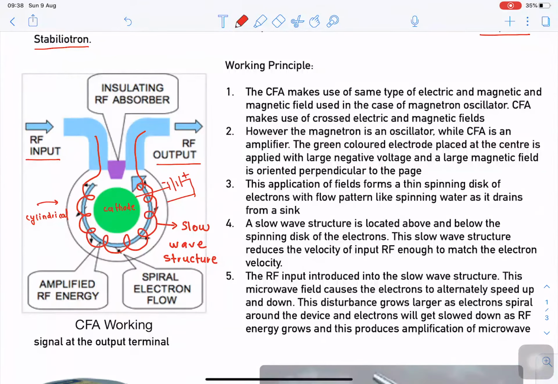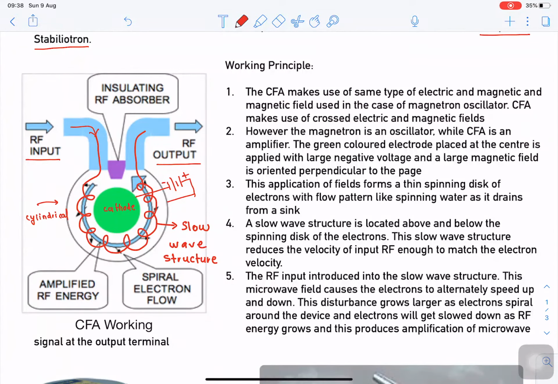And then the cathode will start emitting electrons, and these electrons will interact with this slow wave structure over here, and some sort of a velocity modulation process will happen, right? When the electrons interact with the slow wave structure, at that time we pass the RF input signal for the amplification.